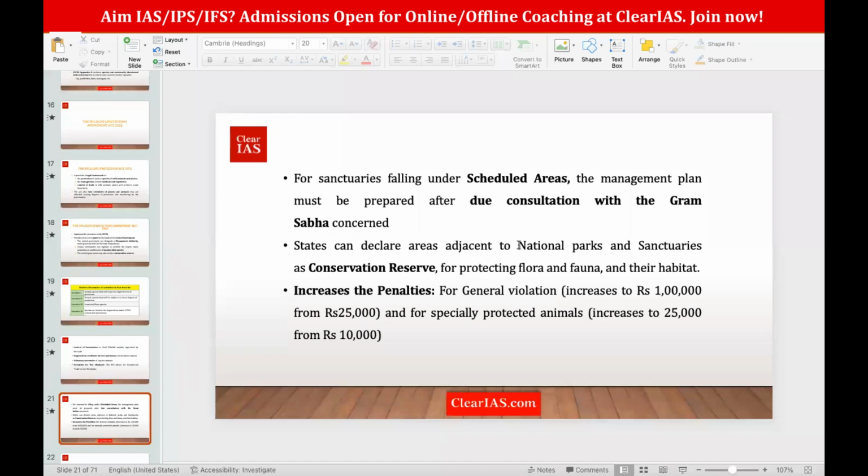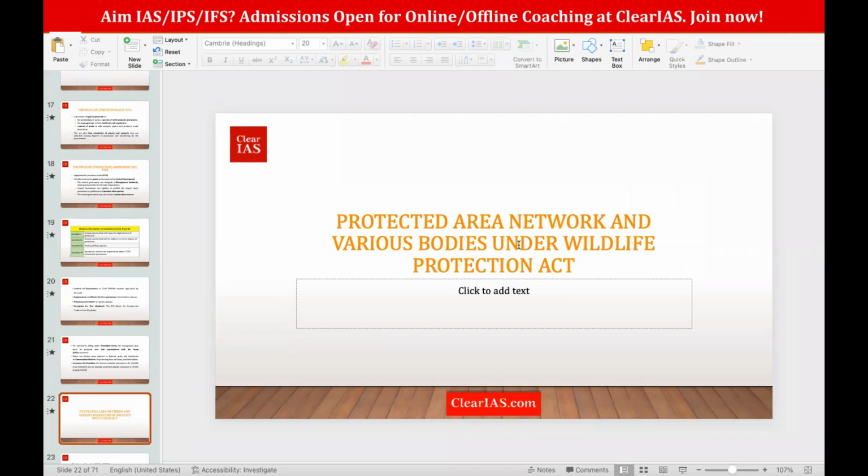Then apart from that, the state can also designate conservation reserves, and penalties for violation and trade in all those things have increased, including general violations and violations involving specially protected species of animals. Okay, we also covered all the protected area networks and various bodies under the Wildlife Protection Act.